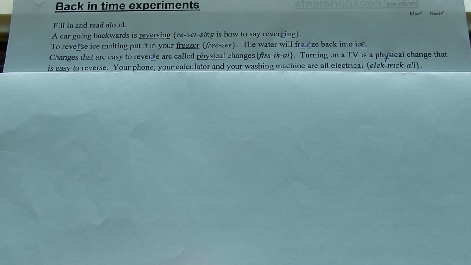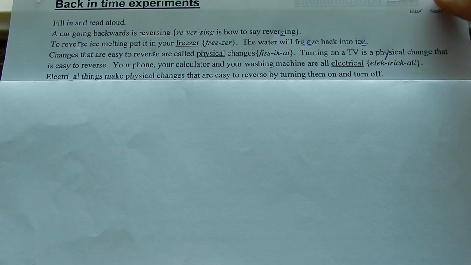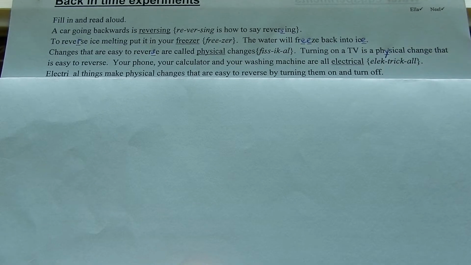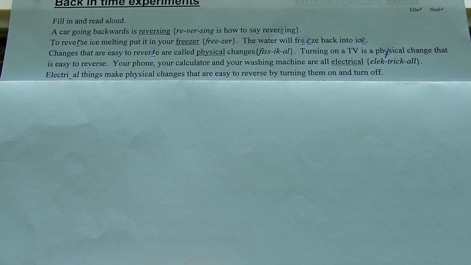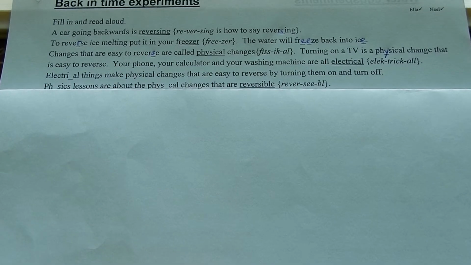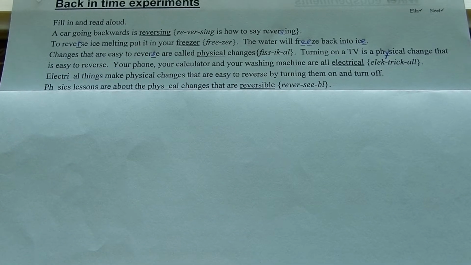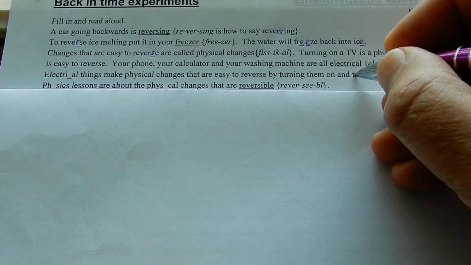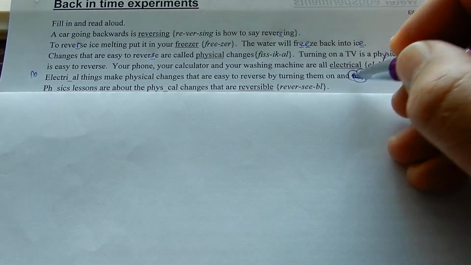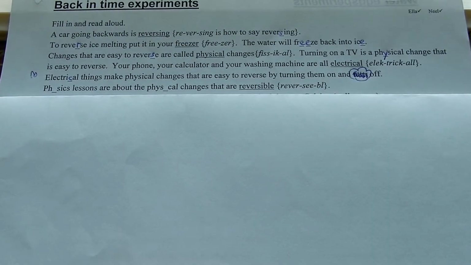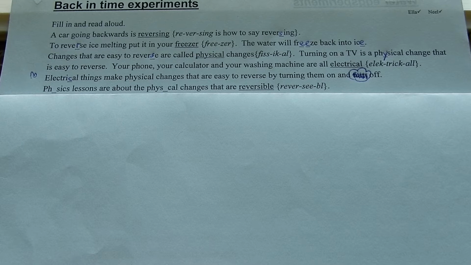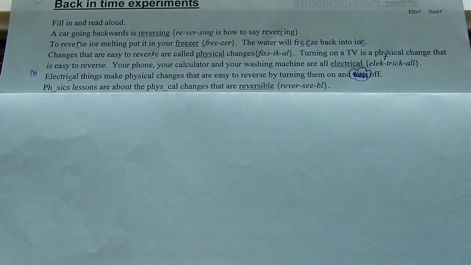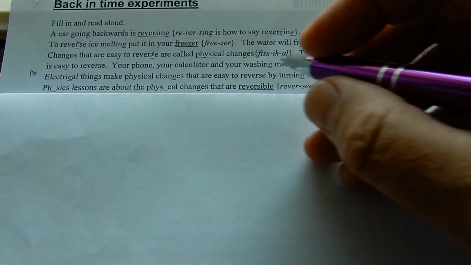Your phone, your calculator, and your washing machine are all electrical. Electrical. Electrical things make physical changes that are easy to reverse by turning them off and turning them on. Yes, that's better. Physics lessons are about the physical changes that are reversible. Reversible.